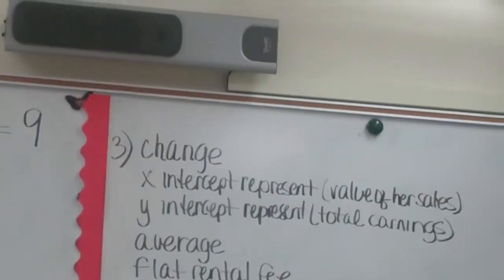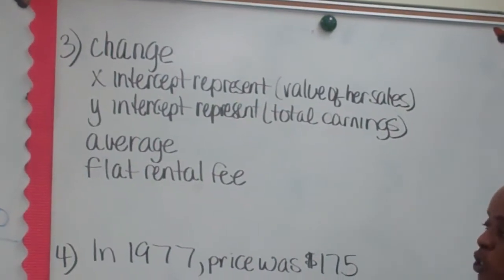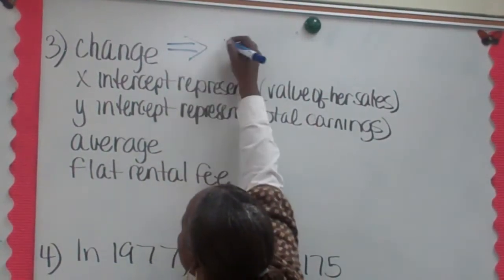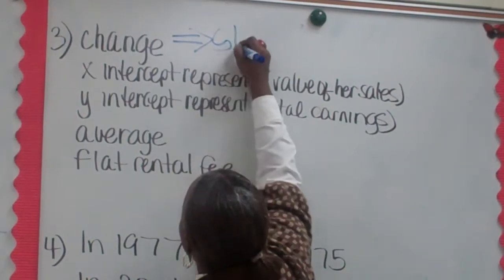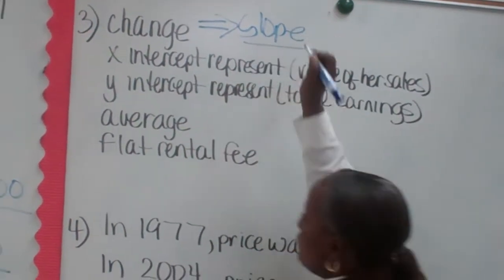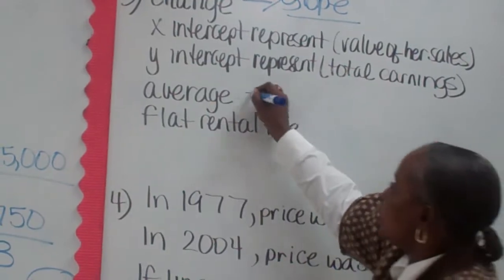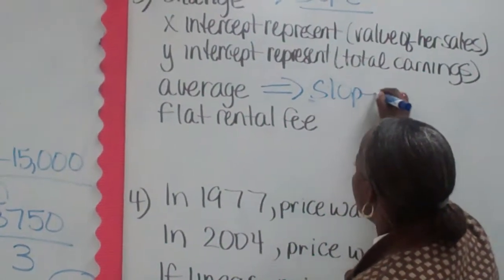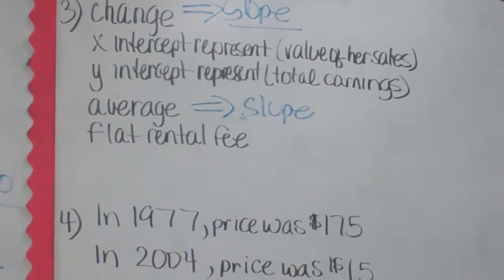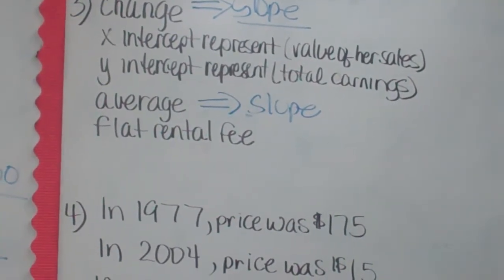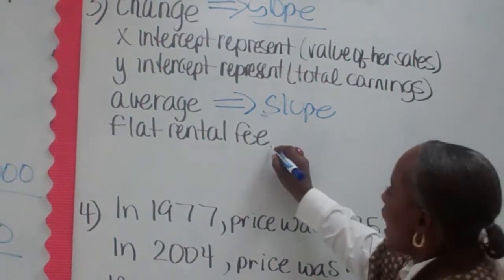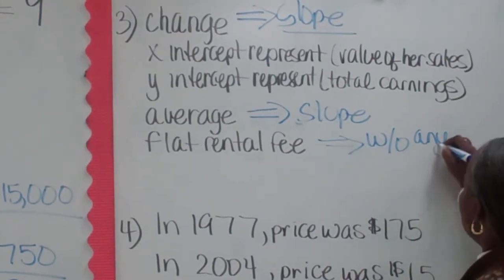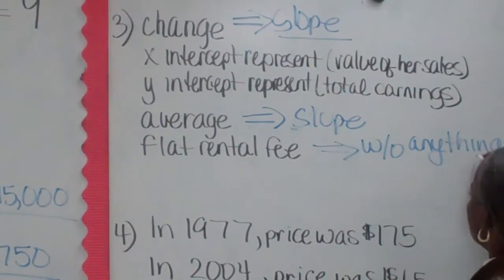3 is not really a problem. I just wanted to show some words that you need to look for and what they mean. If you see that word change, that's your slope. Average rate of change, average means slope. These are different words that mean slope. Okay, slope. So flat rental fee, if you have a flat rental fee, this is without anything additional.